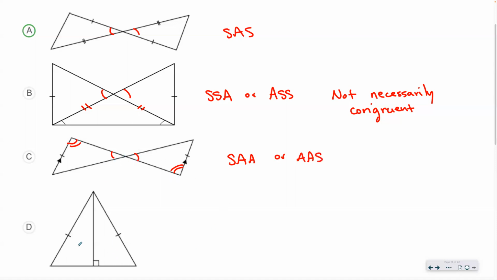And finally on this one, you have the hypotenuse, and you would share a leg. So this is HL, very good. But they wanted side angle side.